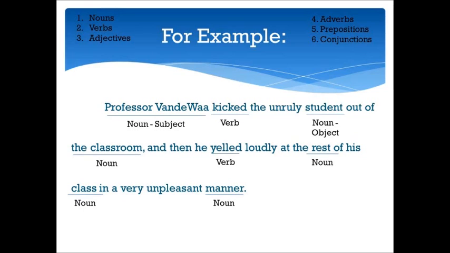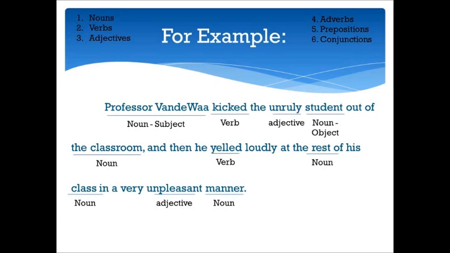Next, we'll try and find some adjectives. Remember that adjectives describe only nouns. We have unruly and unpleasant. Unruly tells us more about the student, and that means it's an adjective because it's describing a noun. You might have thought it was an adverb because it ends in ly, but not all adverbs end in ly. Only some of them do. Again, it's about the structure of the word and what it modifies and not about the spelling. And of course, unpleasant tells us more about the manner. What kind of manner was it? It was an unpleasant manner, so that adjective describes that noun.